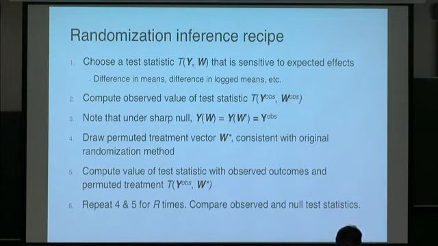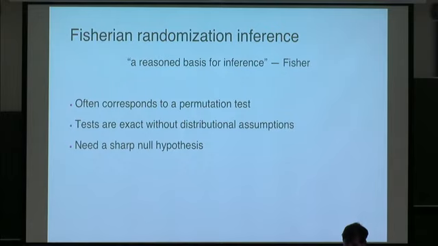Okay. So yeah, the basic idea here is that this is this reasoned basis for inference where really all we have to know is the process by which we randomly assigned our treatment vector w.